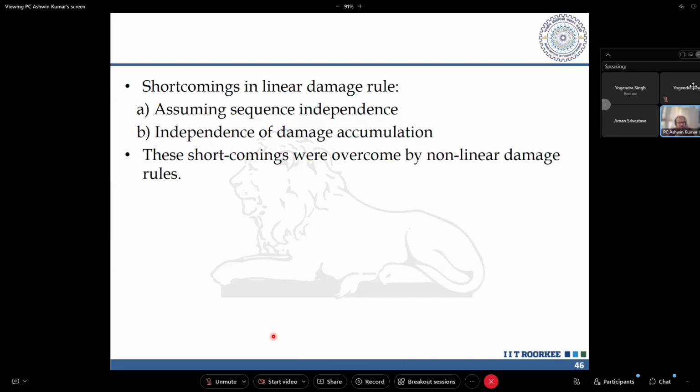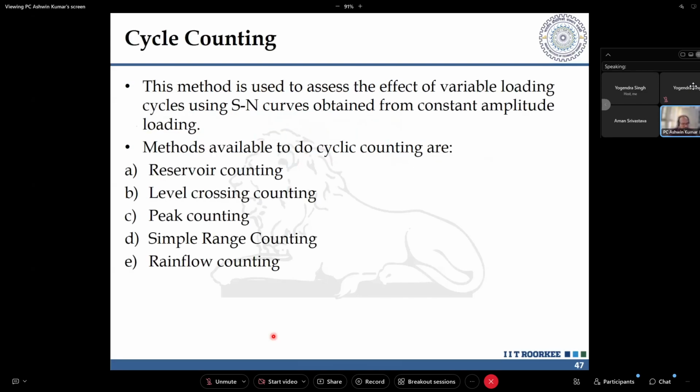So the shortcomings are there. That is why, see, linear analysis is easy to do. Non-linearity brings in more problems. So most of us do linear analysis in terms of our bridge or any kind of assessment. But yes, if it is a mission critical structure, non-linear analysis needs to be done. And for that, non-linear damage rules are also there. Right? Non-linear Palmgren-Miner rule. The non-linear versions are also to be done, but in most cases this is like variable loading.